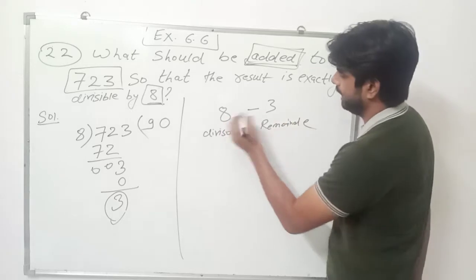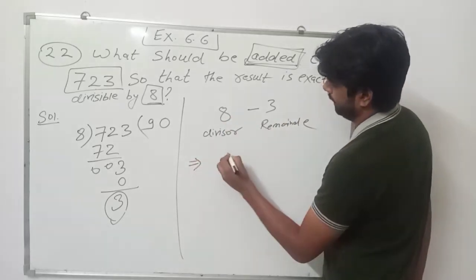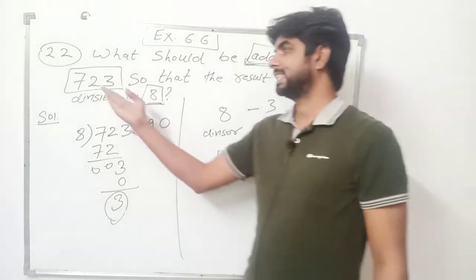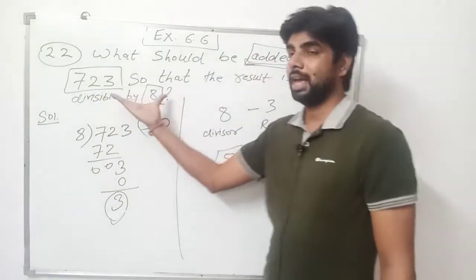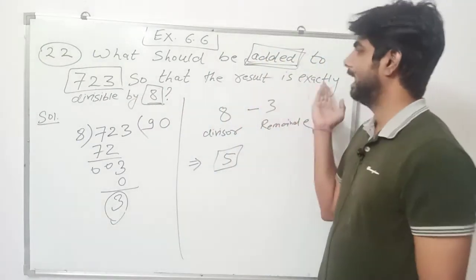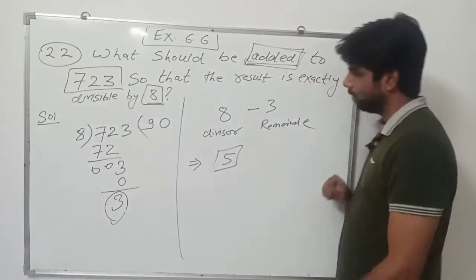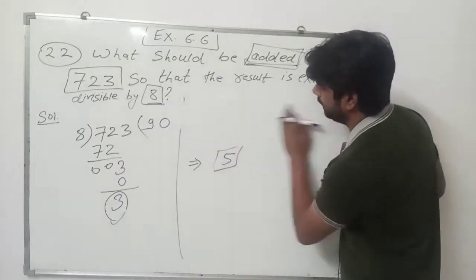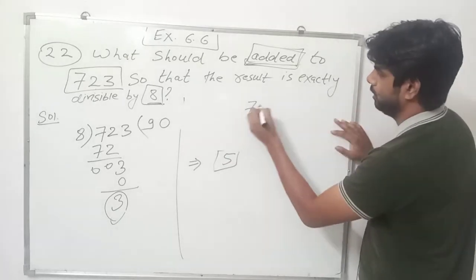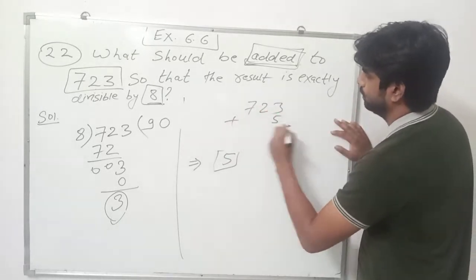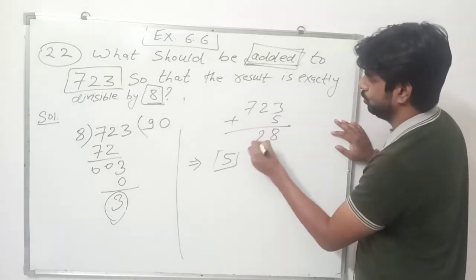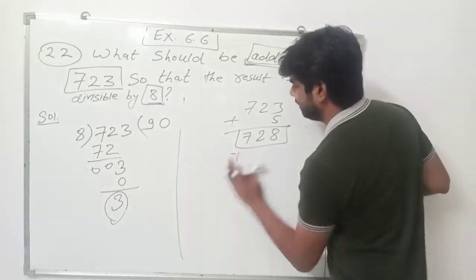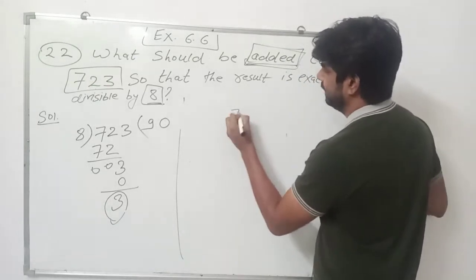So what will be the number? 8 minus 3 is 5. So 5 will be added to 723, so that the number we get will be exactly divisible by 8. Let's add this 5 to 723. 723 plus 5: 5 plus 3 is 8, 2 and 7. So the number we get is 728.